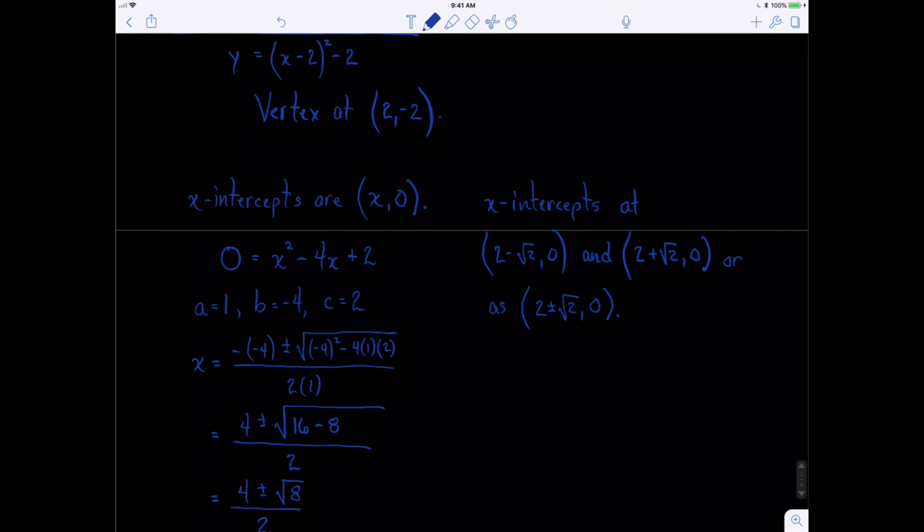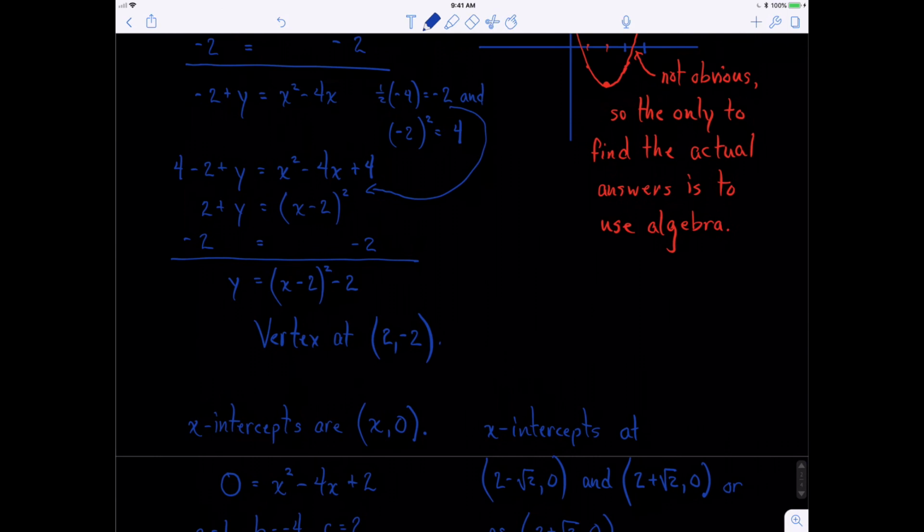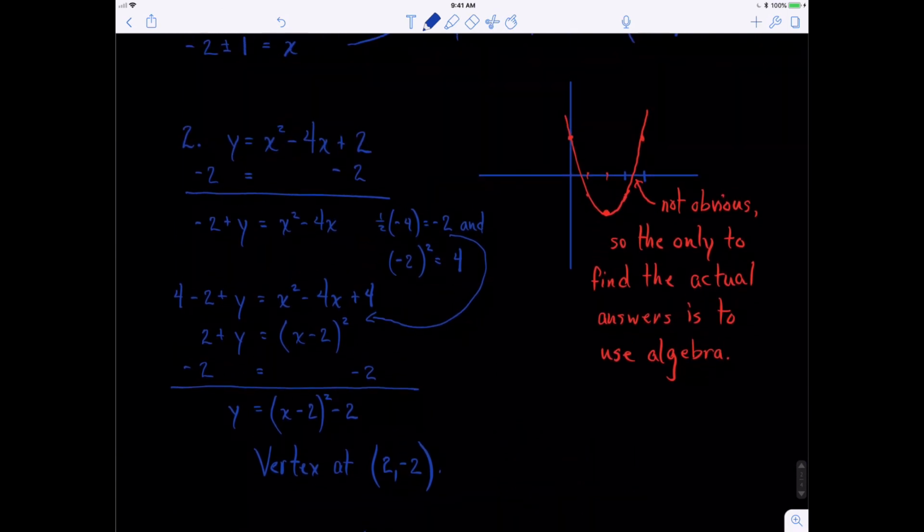Okay, we have one more piece. That's to find our y-intercept. Remember, y-intercepts occur when x is 0. In general, the intercept is at 0 comma y. I'm going to use my original equation, and the reason why is, look at this. The original equation is x squared minus 4x plus 2.